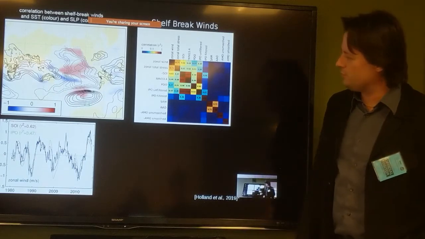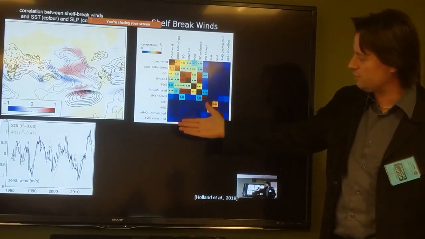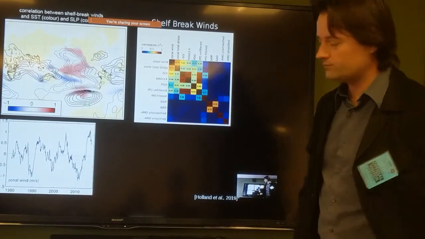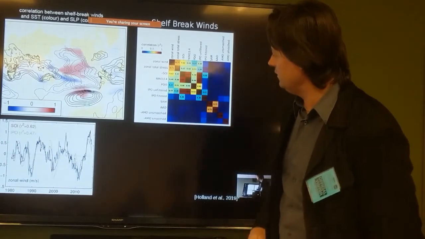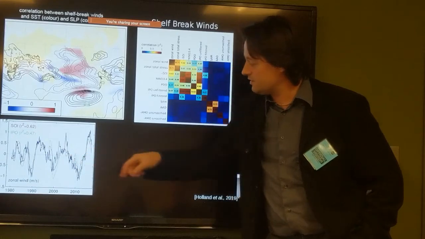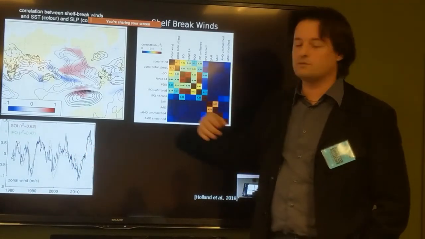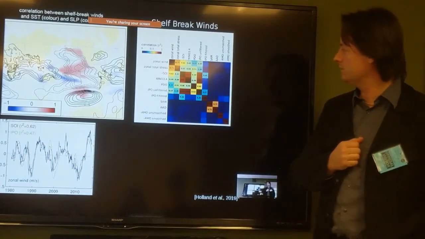And actually, I don't know if you can see anything here, but if I superimpose the IPO or the SOI on this time series, it's very difficult to see any difference. So that's why there is a very strong connection, very good correlation between the two.